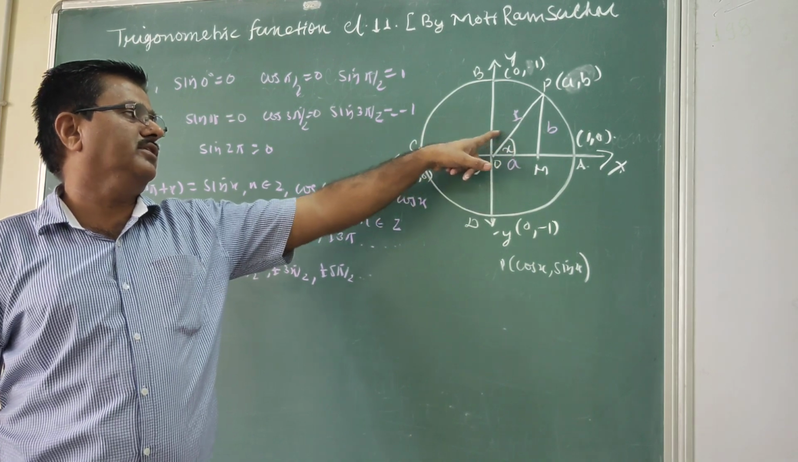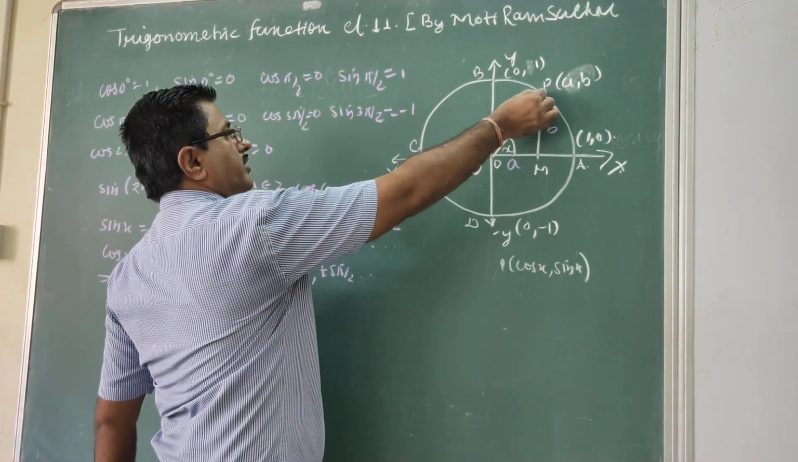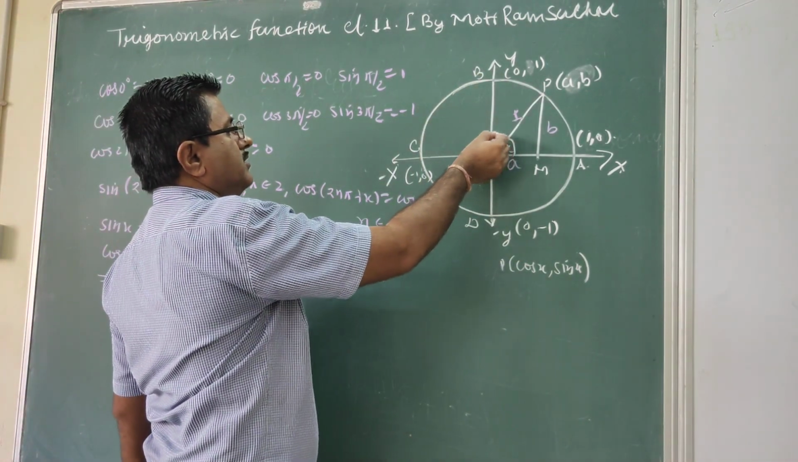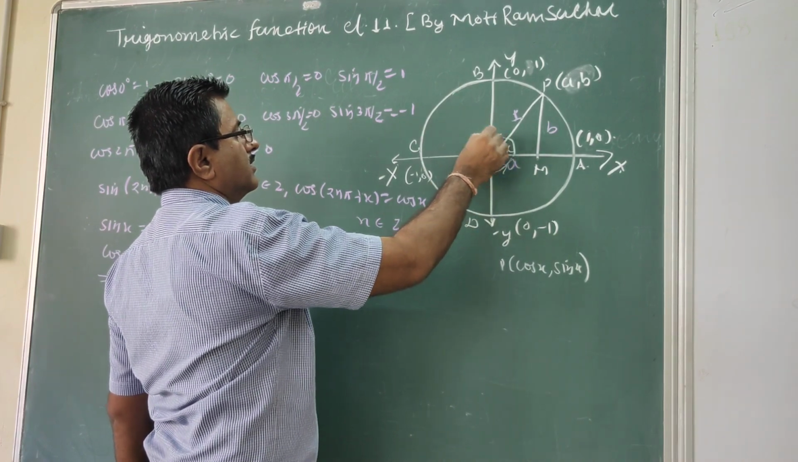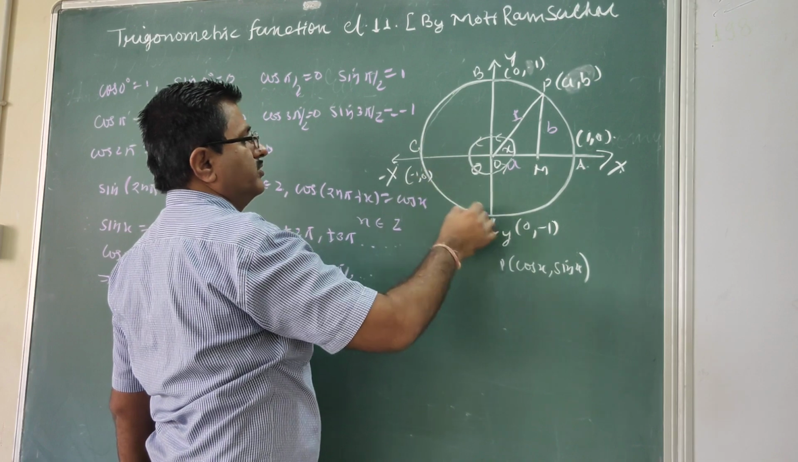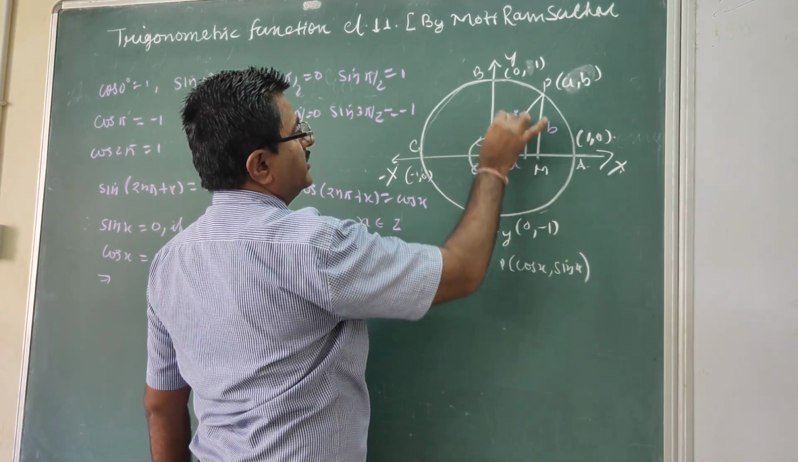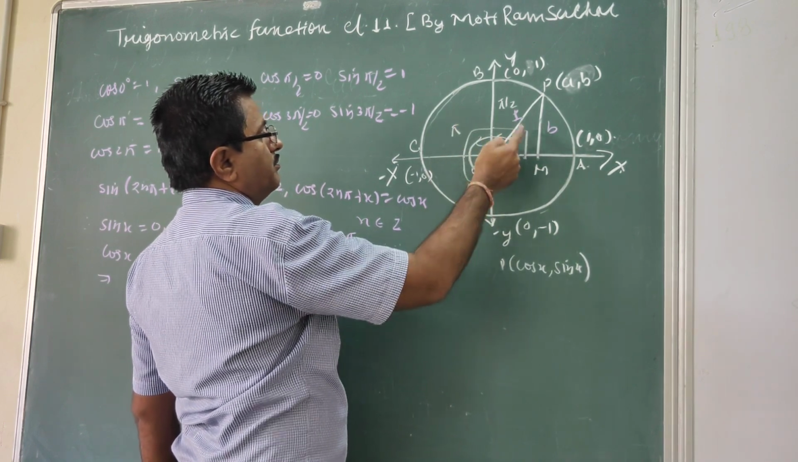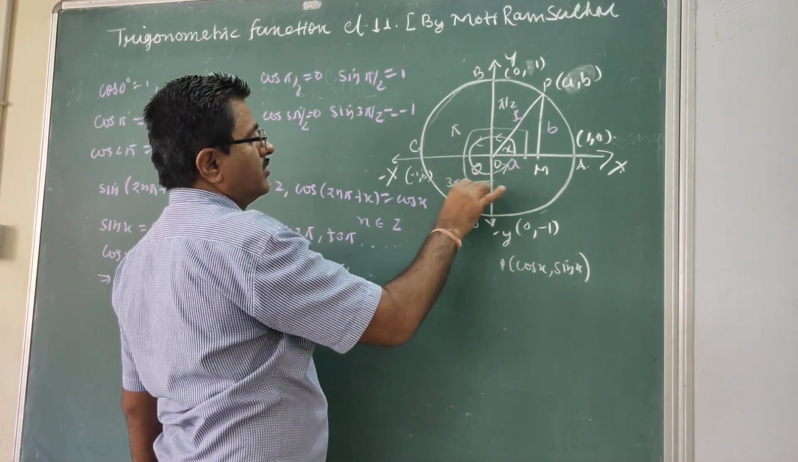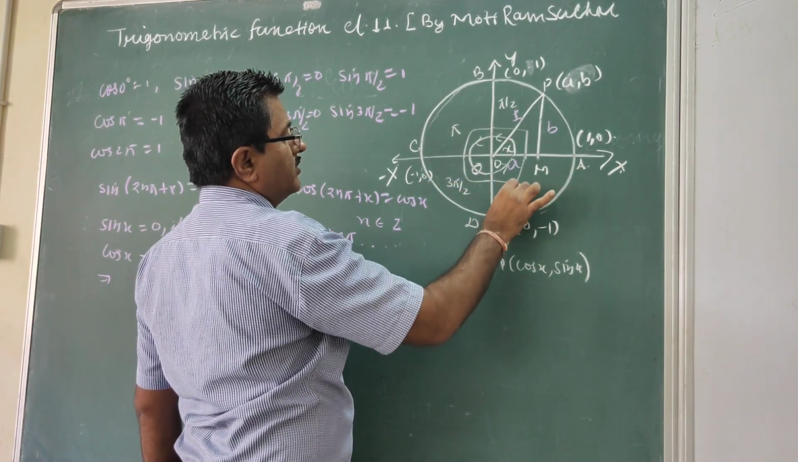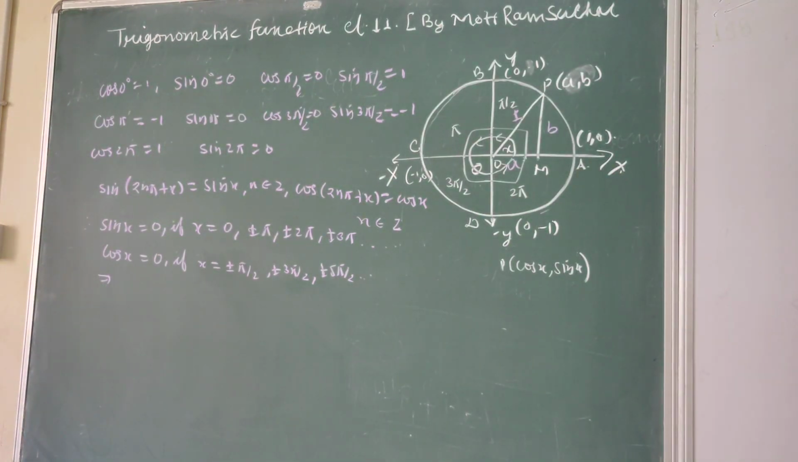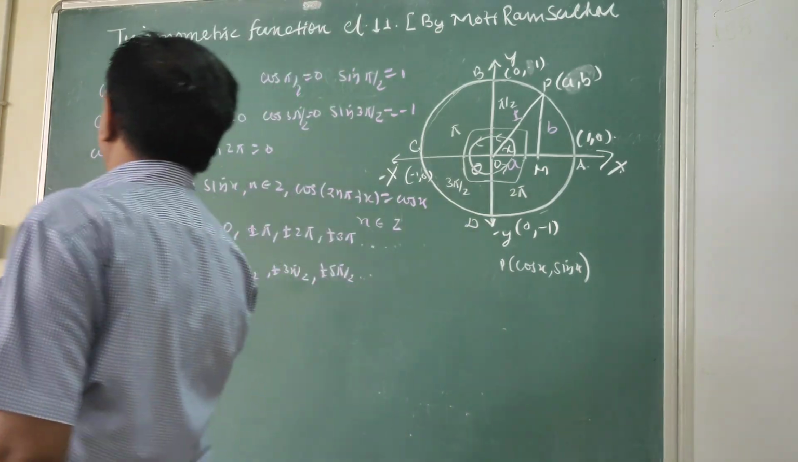We have discussed already that as this point moves on the boundary of the circle, the corresponding angle x will be increasing. Clear? So this point gets different positions, and we know that one quadrant is equal to pi by 2. So two quadrants is pi, three quadrants is pi by 2 plus pi, that is 3 pi by 2, and all four quadrants is 2 pi. So we are measuring the angle in radians. According to that, we have values of the trigonometric ratios.